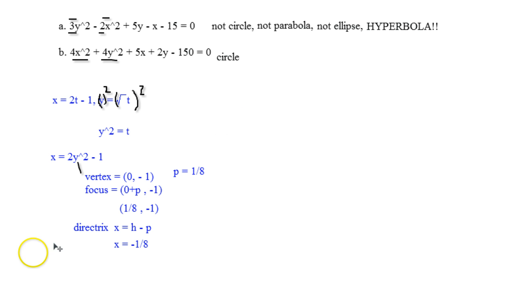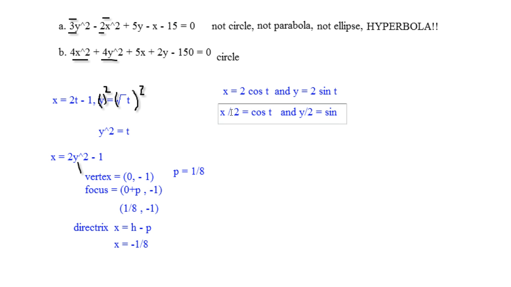Now sometimes you might have to do some parametrics with some trig functions, such as this. On this one, what we would do is divide both sides by 2. So x divided by 2. And what we're going to try to do is get this equal to an identity. And so this one's going to be y divided by 2 equals sine of t.